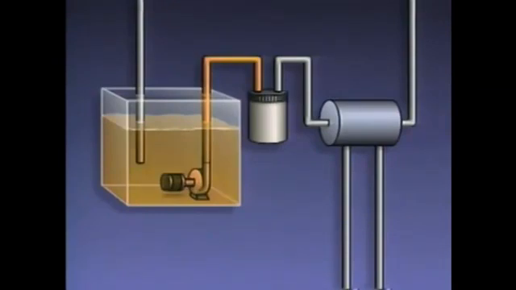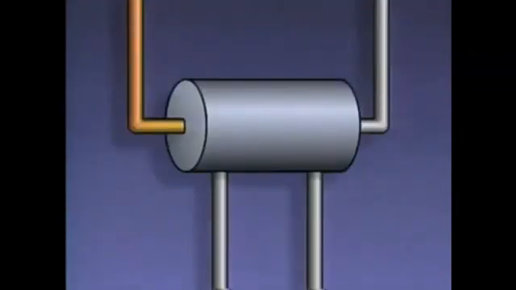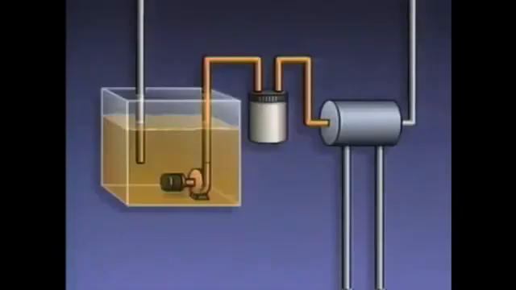From the filter, the clean oil flows to the oil cooler, which is a small heat exchanger. If the oil is allowed to overheat, it breaks down and loses its ability to lubricate. Cooling the oil prevents this from happening. The oil then flows to the compressor, where it lubricates bearings or other moving parts. The oil then flows back to the reservoir.